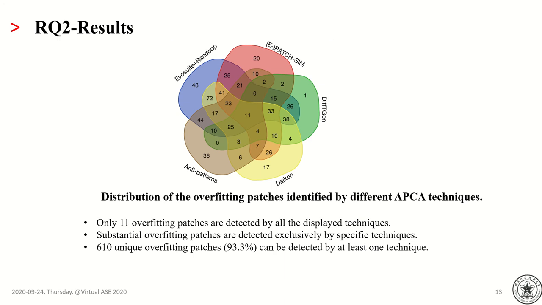We find only 11 overfitting patches are detected by all the displayed techniques, while substantial overfitting patches are detected exclusively by specific techniques. For instance, 48 overfitting patches can be detected by Eversweet or Rundup. In total, 610 unique overfitting patches can be detected by at least one technique.